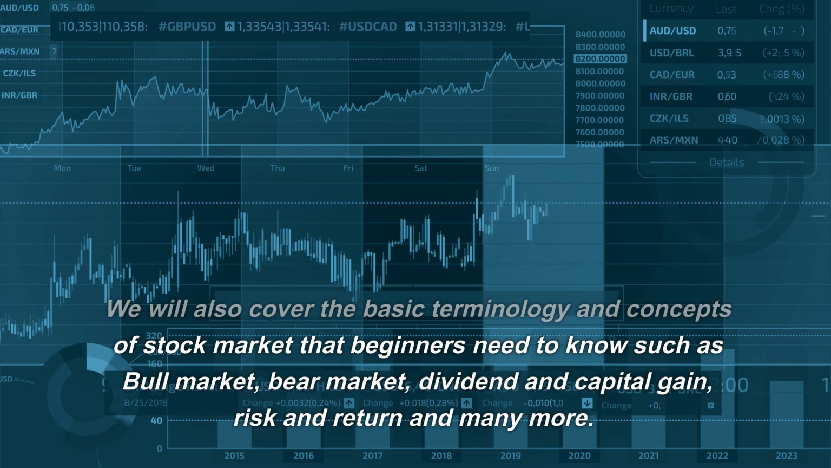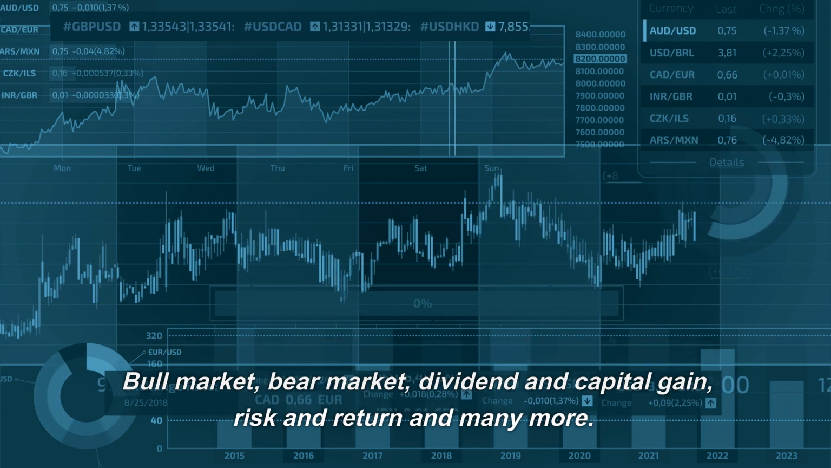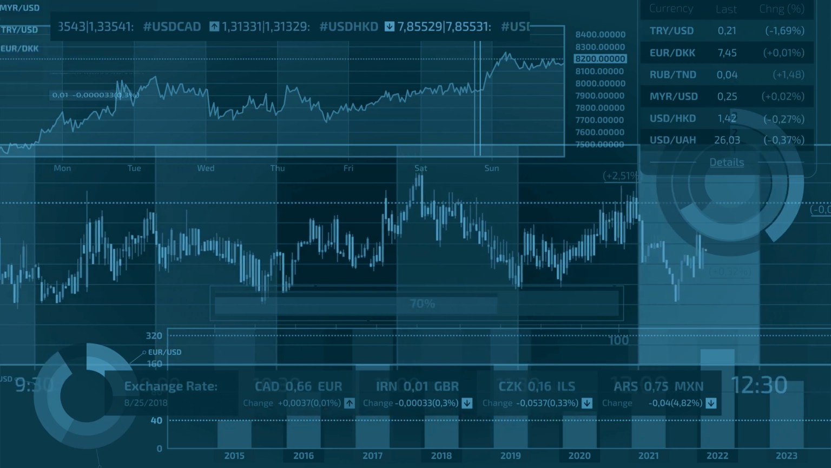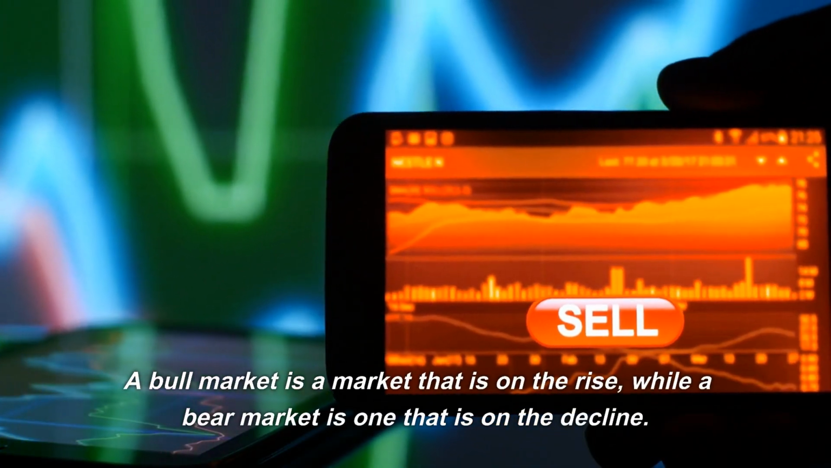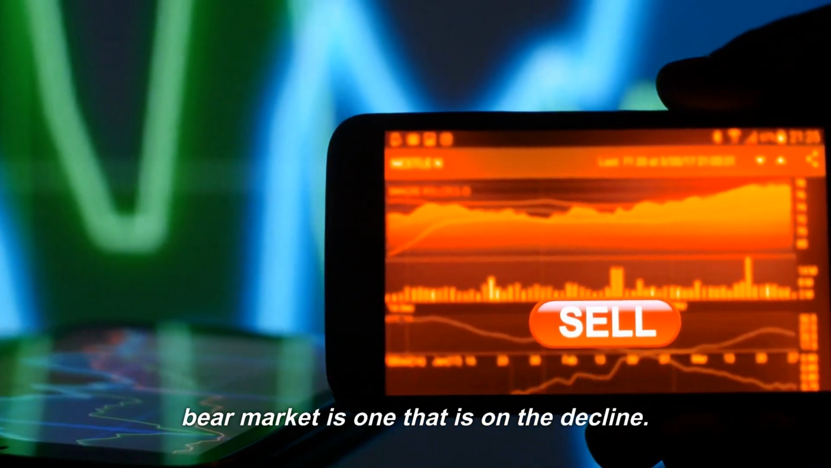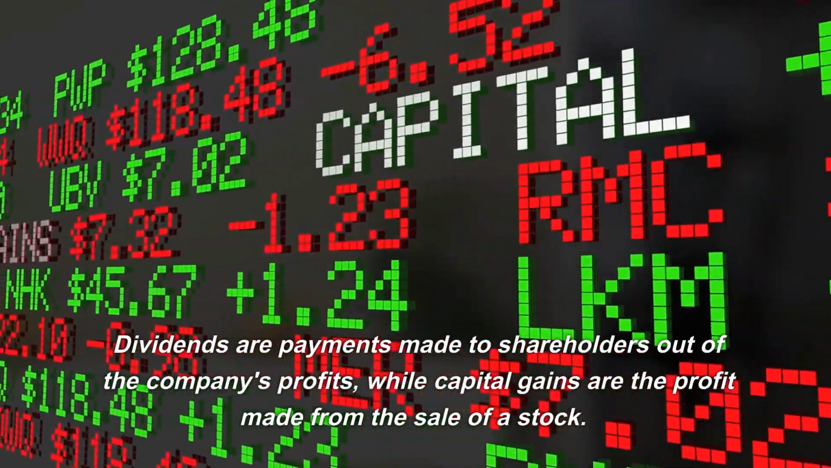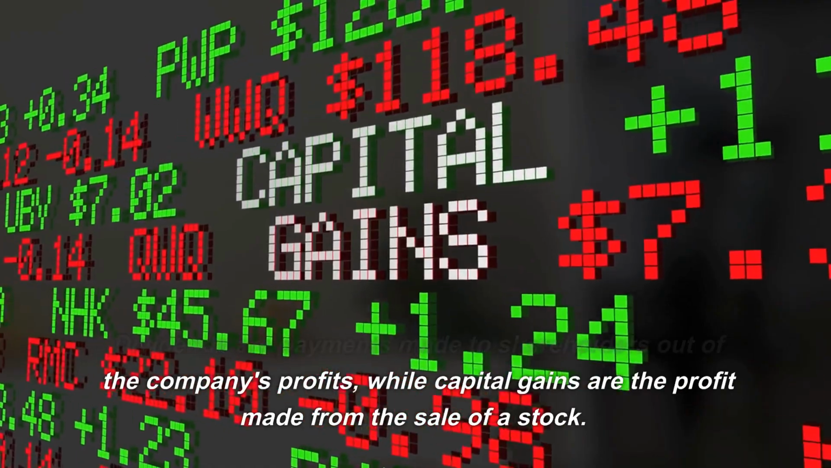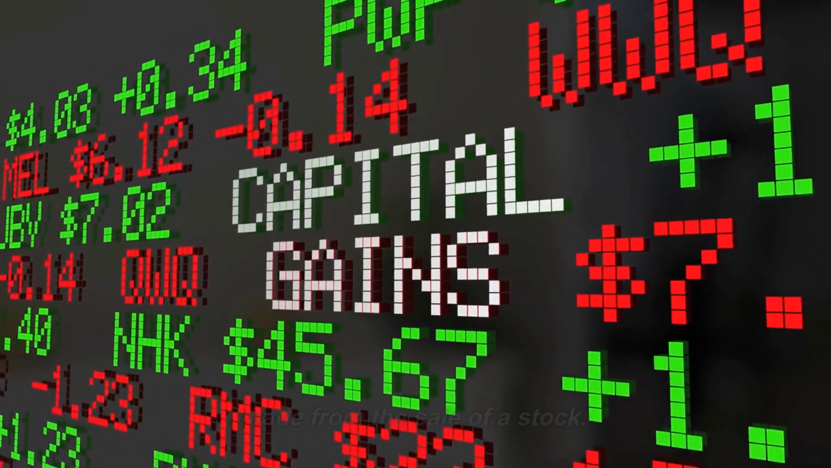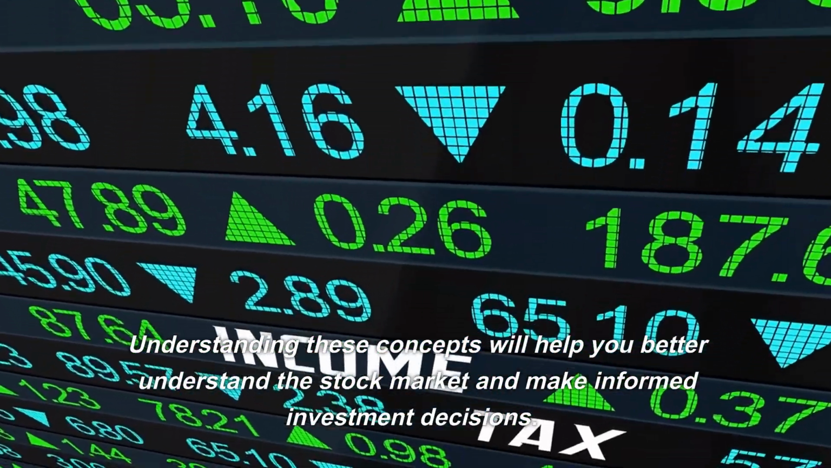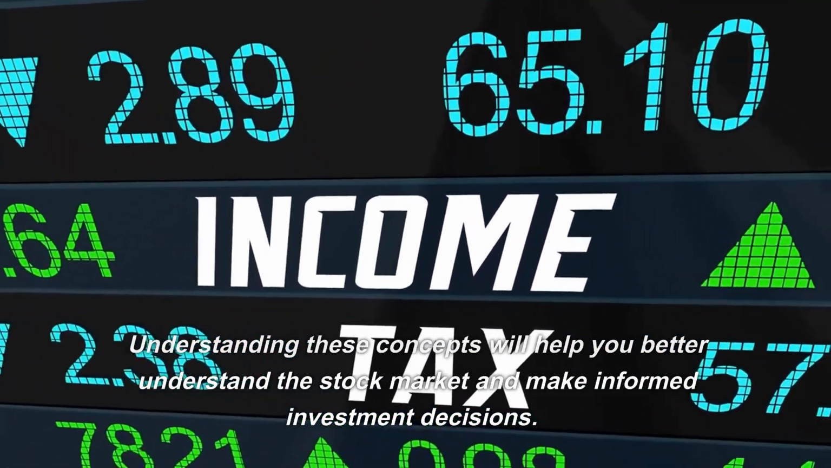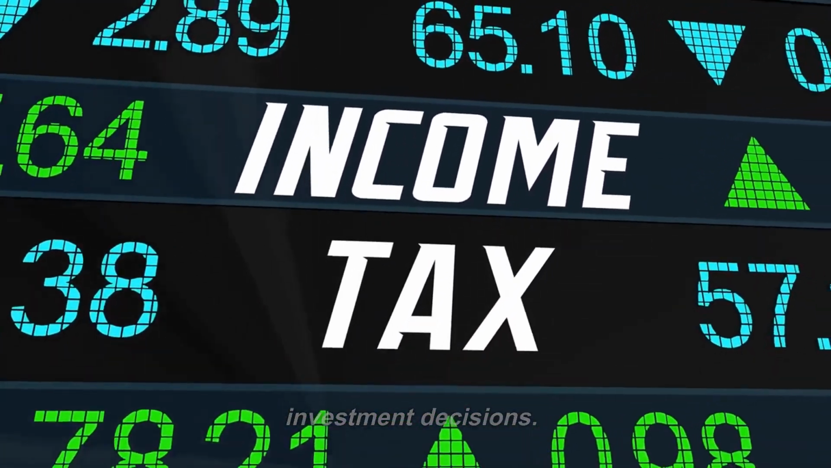We will also cover the basic terminology and concepts of the stock market that beginners need to know, such as bull market, bear market, dividend and capital gain, risk and return, and many more. A bull market is a market that is on the rise, while a bear market is one that is on the decline. Dividends are payments made to shareholders out of the company's profits, while capital gains are the profit made from the sale of a stock. Understanding these concepts will help you better understand the stock market and make informed investment decisions.